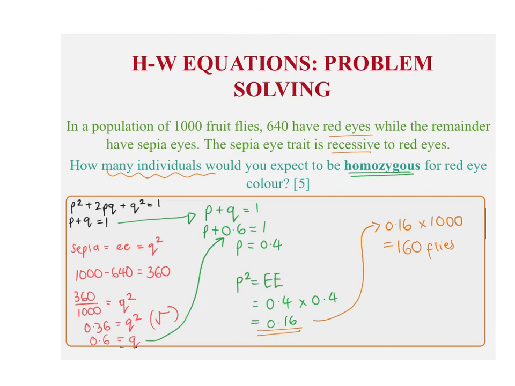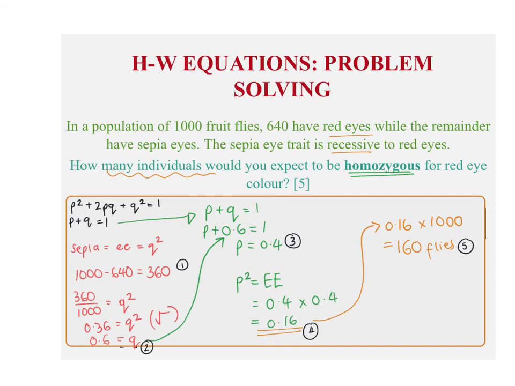Okay, so there's lots of marks here that are available. I'm going to highlight where they would be. So the first one is to recognise that 360 flies would have the sepia eyes. The second mark is for q, the third mark is for p, the fourth mark is for finding out what p squared is, and the fifth mark is for the number of flies.